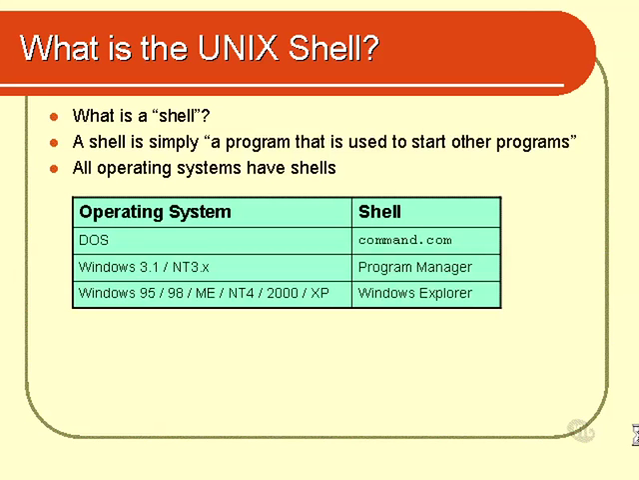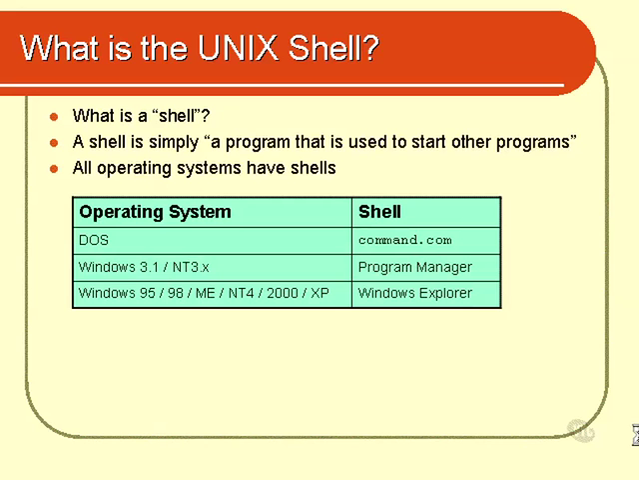DOS's shell is command.com. That's the thing that gives you the little C prompt. Windows 3.1, or an early version of Windows NT, the shell for those operating systems was the Program Manager. Even though Windows 3.1 is not truly an operating system, it still has a shell. The shell was the Program Manager. You notice that command.com and Program Manager are both programs that are used to start other programs.